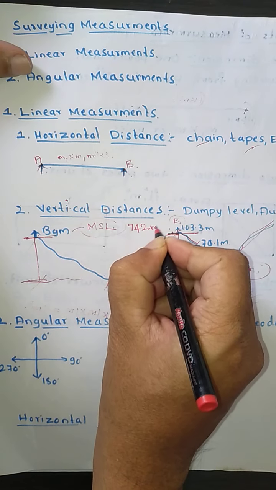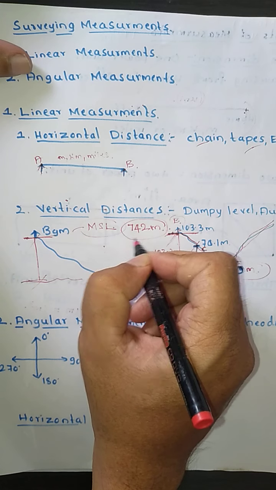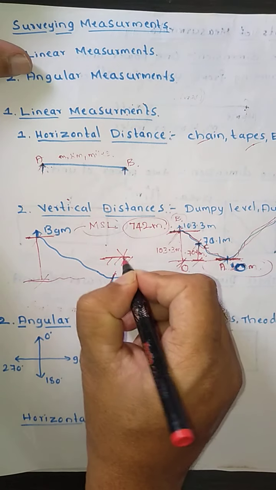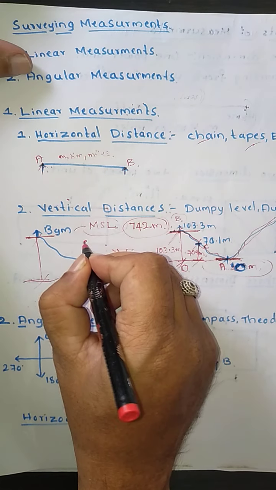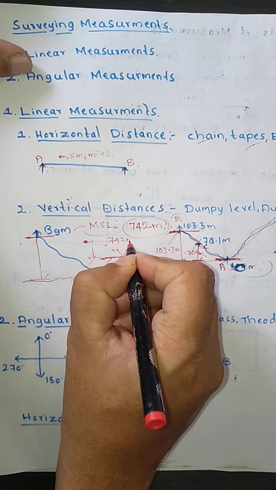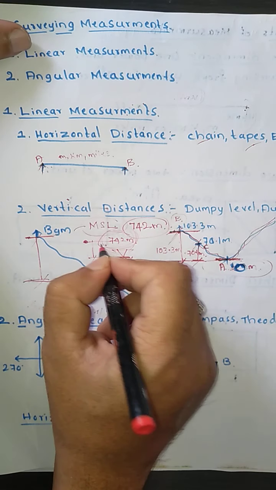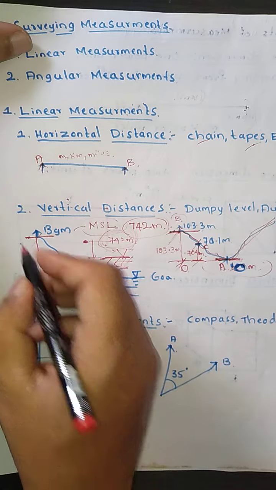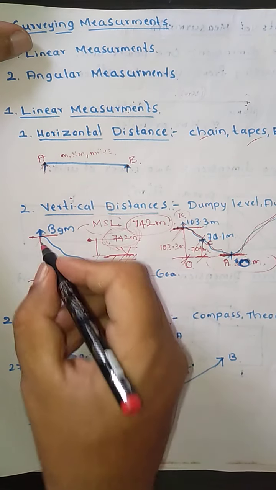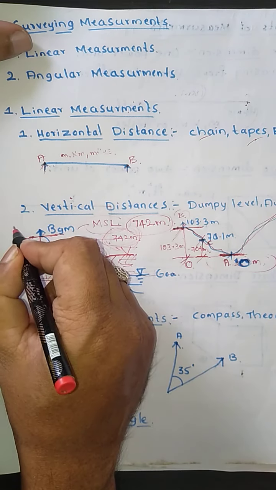742 meters. What is this 742 meters? It is nothing but the height from the mean sea level. Bangalore is situated at a height of 742 meters. This is just an example, not the exact mean sea level of Bangalore. Similarly, for Belgaum, the particular height at which it is present from mean sea level, we call it the MSL.